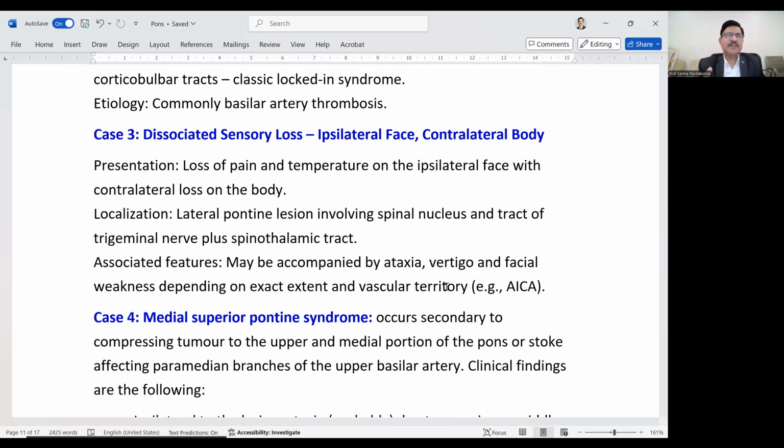AICA. We know AICA is the one which supplies the dorsal part of the pons. The ventral part is supplied by the basilar artery, where you have motor symptoms. The dorsal part is supplied by the AICA, where you have sensory symptoms. Ipsilateral face, contralateral body, sensory only, motor not affected: AICA syndrome. Okay.